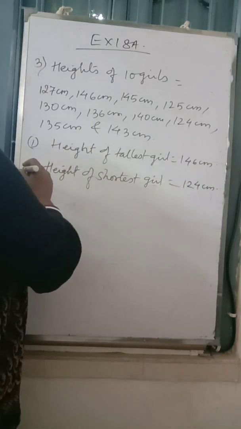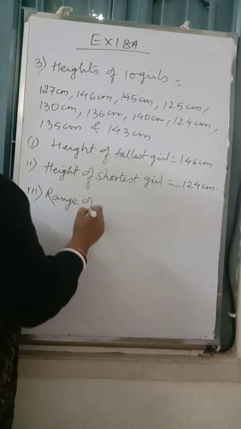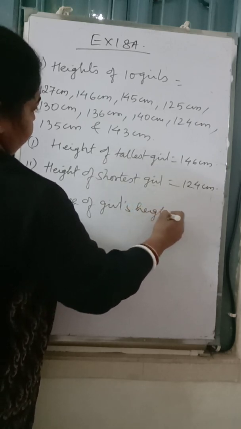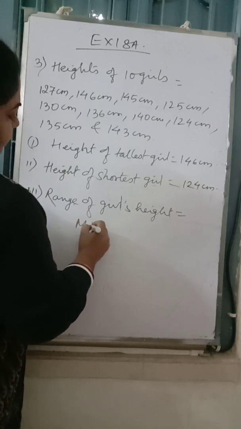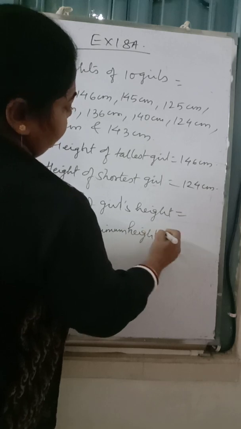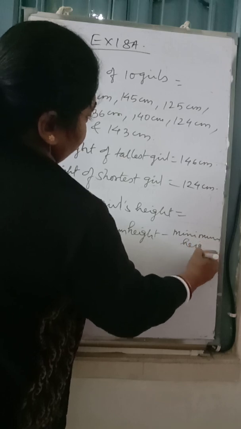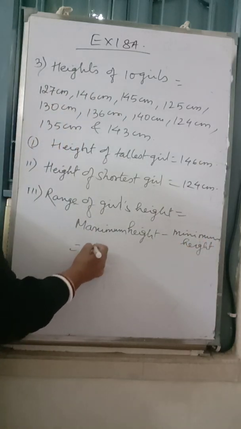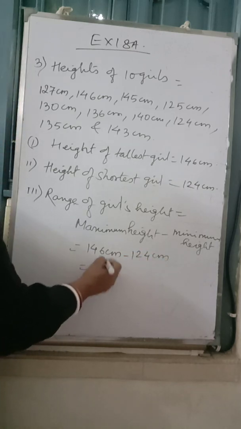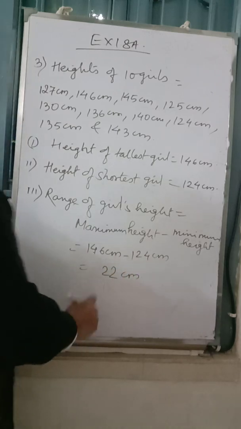The range of the girls' heights is maximum height minus minimum height. This is the range. Maximum minus minimum. The meaning of range is this. So maximum height we have got is 146 centimeter. Minimum is 124 centimeter. When we subtract, we get 22 centimeter as the range of height.